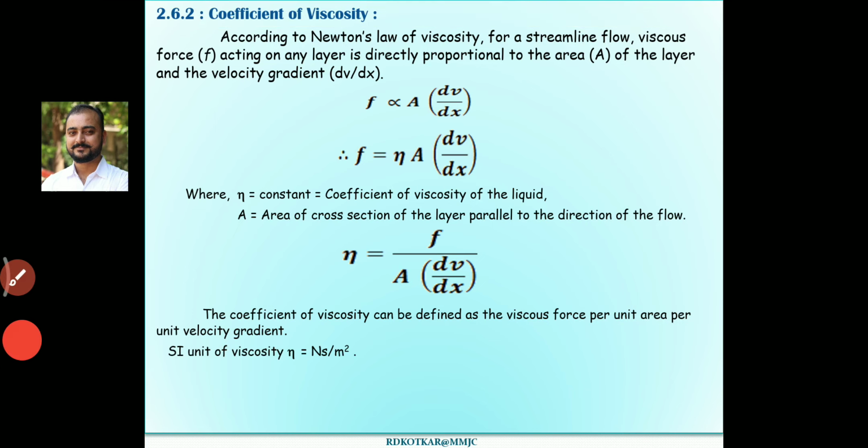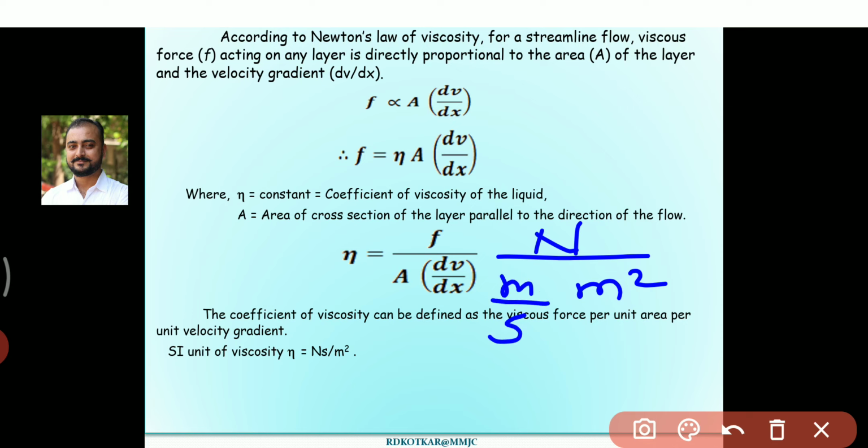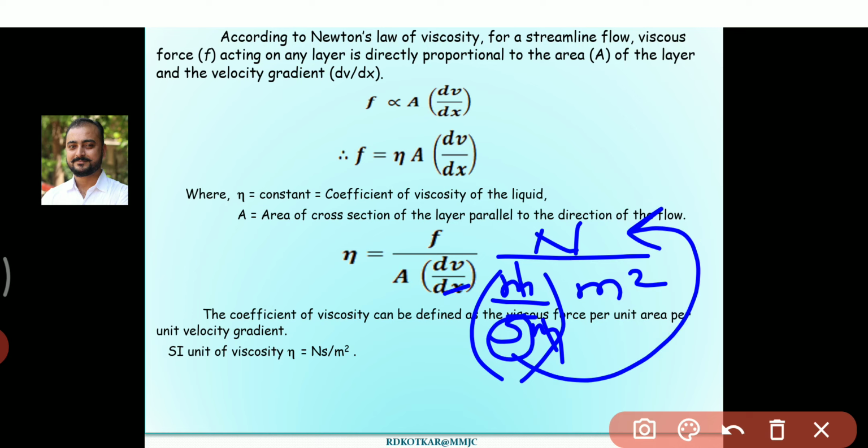What is the SI unit of viscosity? The SI unit of viscosity is Newton second per meter square. Simple. Force is measured in Newton, area is measured in meter square, dV divided by dx. What about dV divided by dx? That is simple, meter per second, again divided by meter. So here meter gets cancelled and second moves to the numerator. And so what we have is Newton second per meter square.